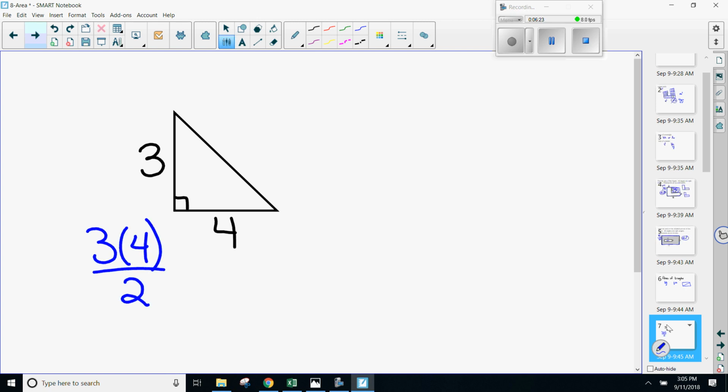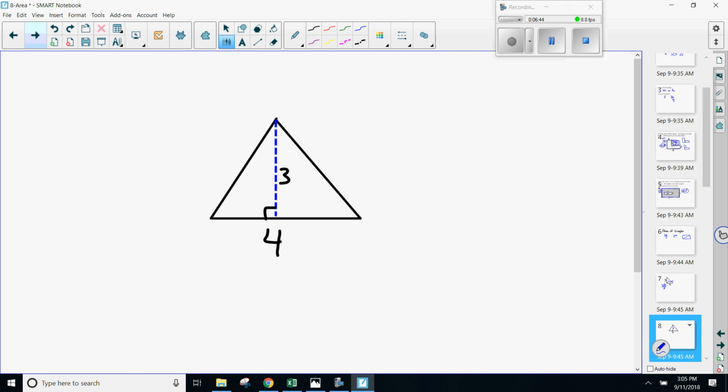How many of you mentally go 3 times 4 is 12, and half of that is 6? You could do that, or you could go 2 goes into 4, take half of one of the sides first, but your answer is 6. In this case, there's no units or dimensions given, so we would say units squared, because it is area.